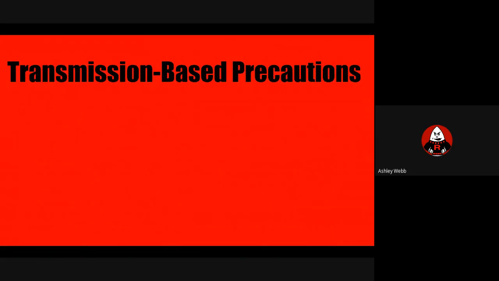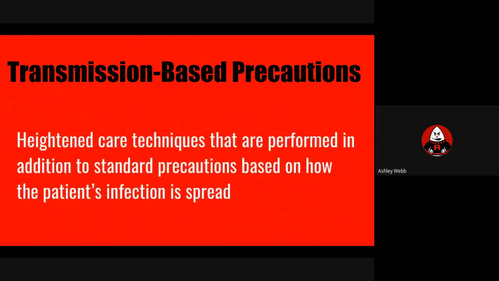Transmission-based precautions. These are just extra techniques, being extra careful, that are performed in addition to standard precautions based on how the patient's infection is spread. So, like we talked about, bloodborne pathogens. If I know that someone has a cough or a cold, what am I going to do after I'm done? I'm going to wash my hands like I always do. After every patient, I wash my hands. But if I know that they have some sort of bloodborne issue, I'm going to put gloves on.